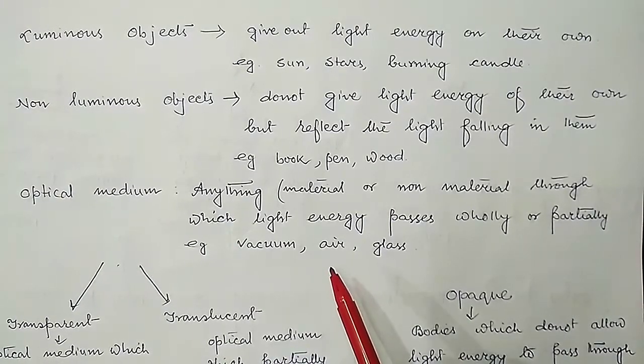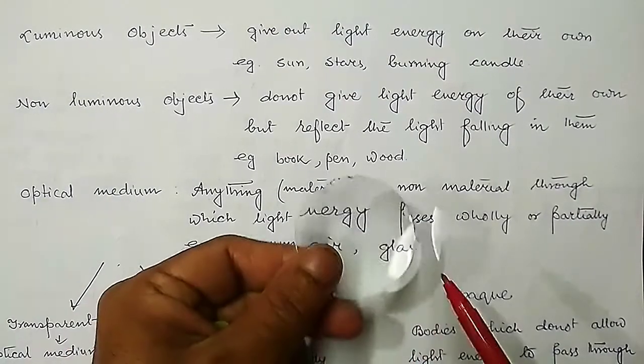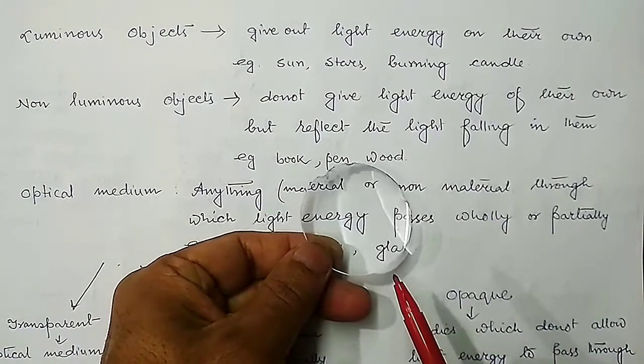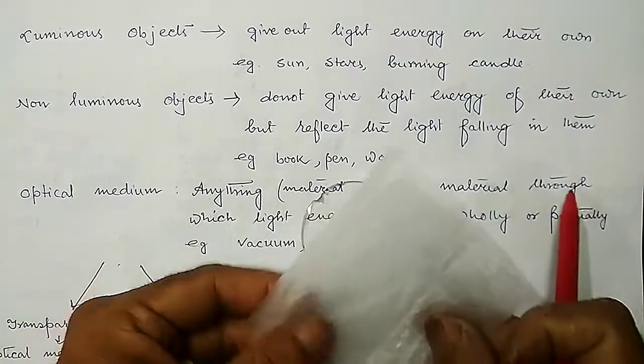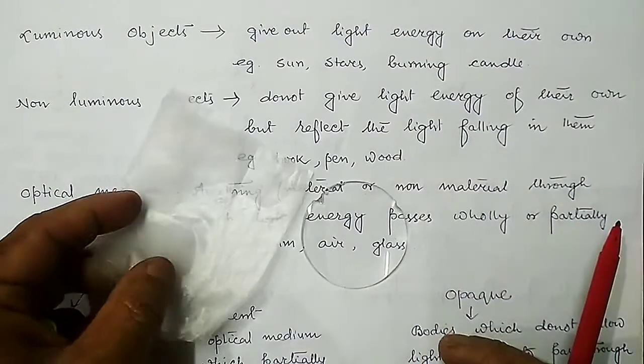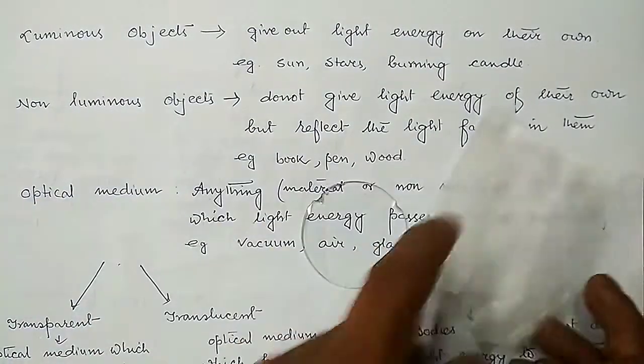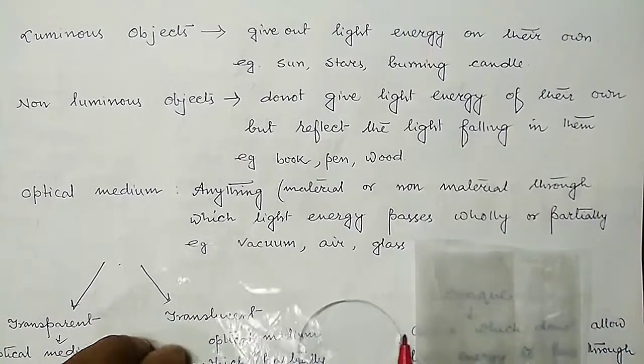I can consider water, glass, plastic. These type of objects are called optical medium. Here you can see through this lens light can pass, so this is an optical medium. Through this paper, butter paper, light can pass partially, so this is also optical medium. Through this transparent sheet also light can pass totally.